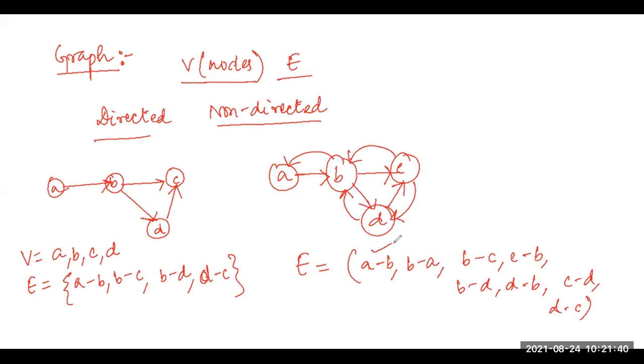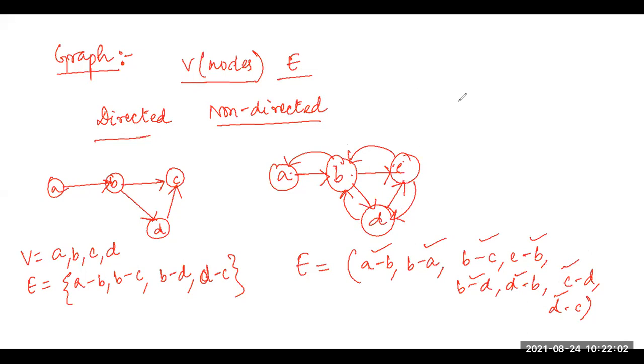So if I have to represent all these things in the form of directed graphs, I will draw my figure like this: A to B and B to A, B to C and C to B. So see, all have been represented. So we can convert non-directed graphs to directed graphs, but converting directed graphs to non-directed graphs will be hard.